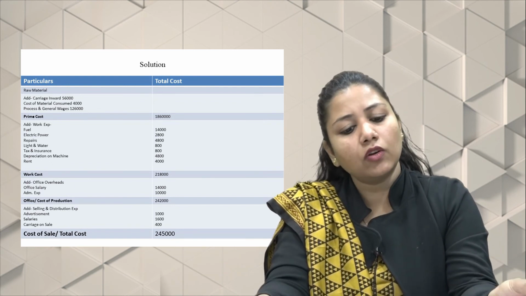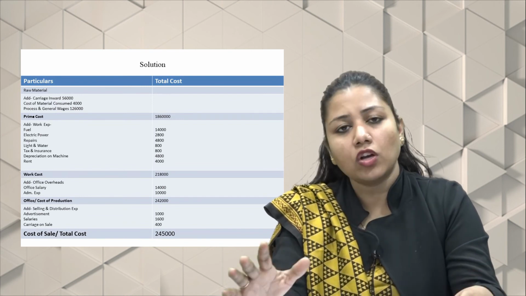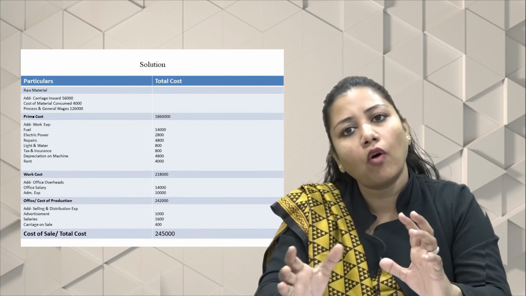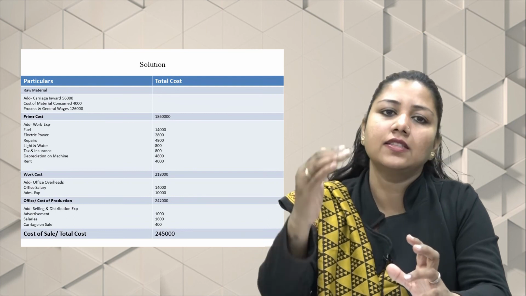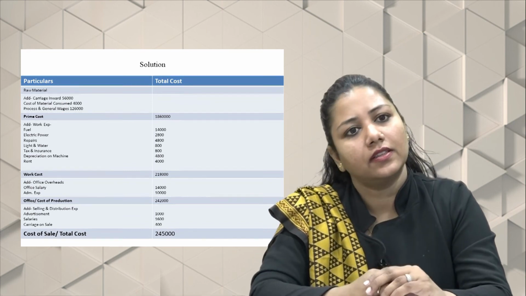So basically the cost sheet is an analysis of all the elements. Okay? This is the overall cost sheet. In this lecture, we have learned about many aspects of the cost sheet. We will continue further in the next lecture. Thank you.